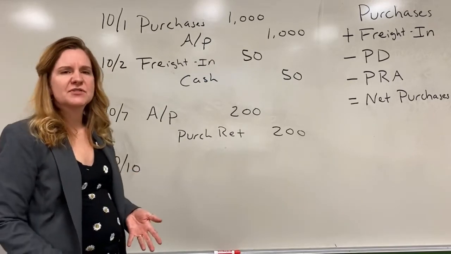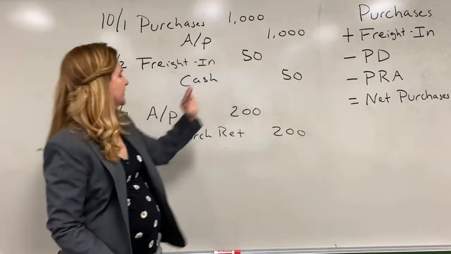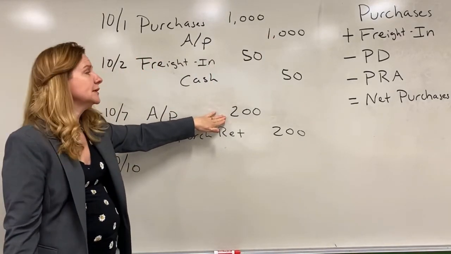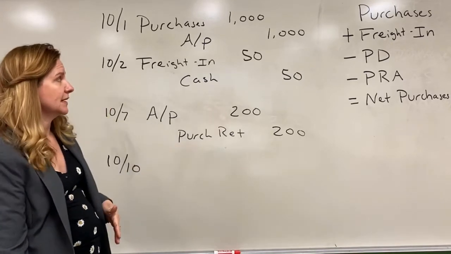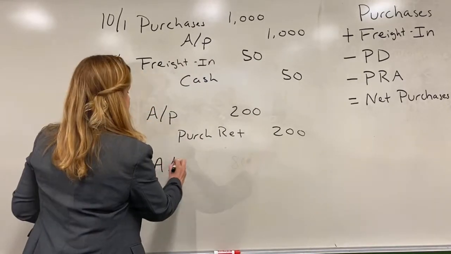Now it is October the 10th, and we're going to pay for the purchase. First thing is, we always have to know how much we owe. Well, we owed $1,000, but after the return, we subtract the $200, so we only owe $800. That's what's in accounts payable for this specific vendor right now. So I'm going to reduce accounts payable by $800 with a debit.